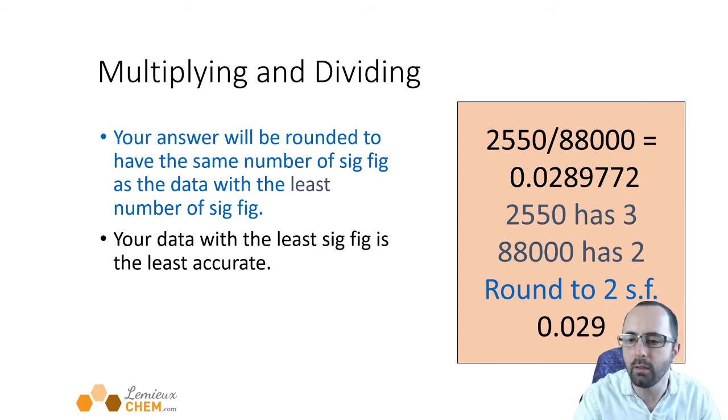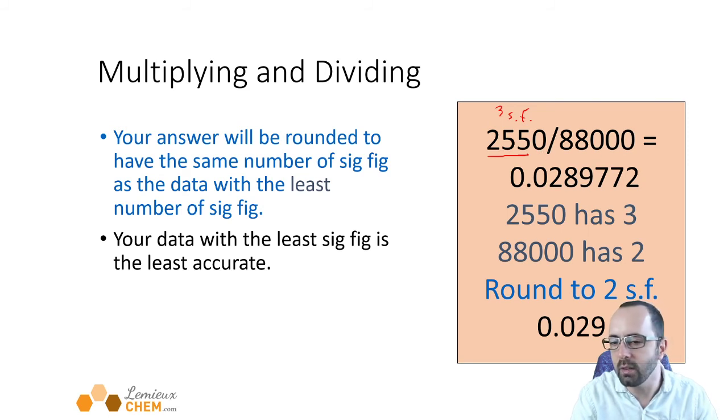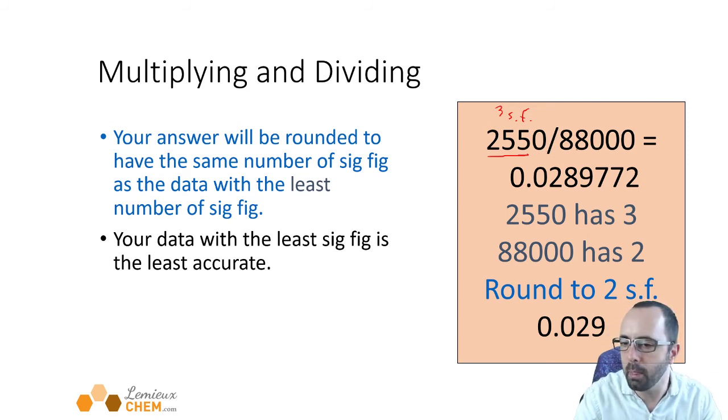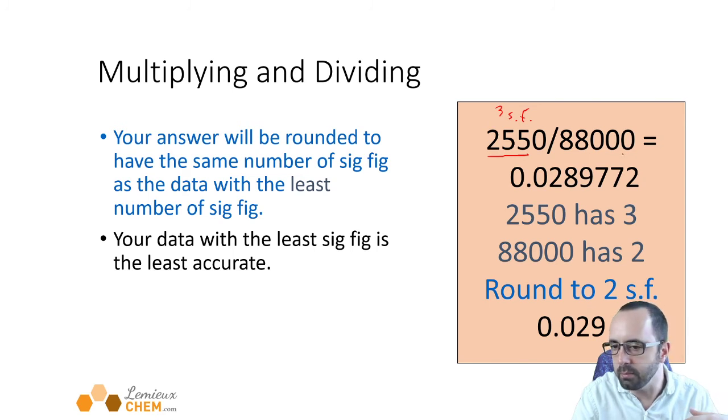We're dividing 2,550 by 88,000. Here our sig figs go up to the 5, so it's the 2, the 5, and the 5 that are significant. So this number has 3 sig figs. The ending zeros are not significant because there's not a decimal point. Same thing with 88,000. It's got 3 ending zeros. Those are not significant because there's no decimal point. So it's the 8 and the 8 that are significant. We have 2 sig figs here.